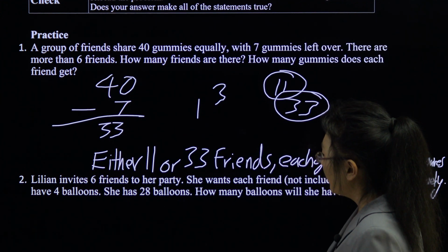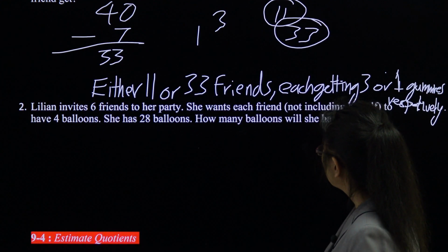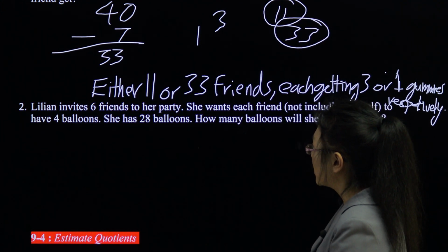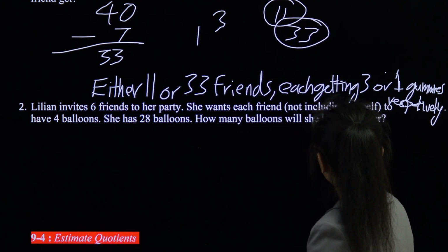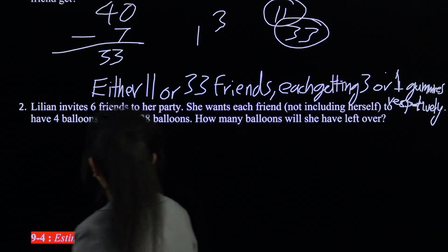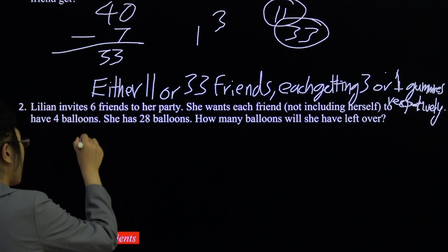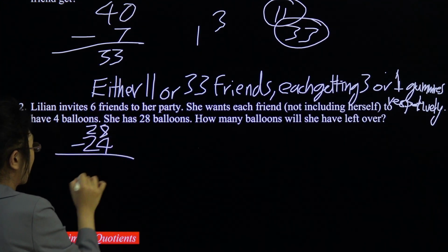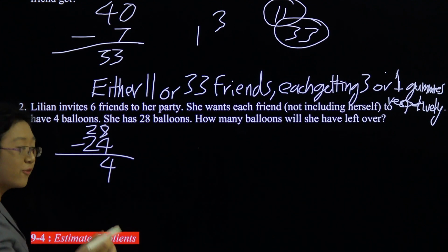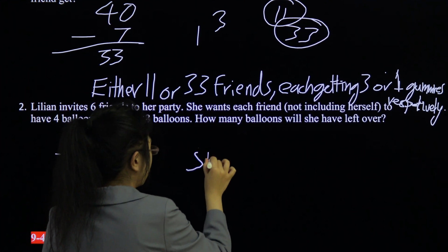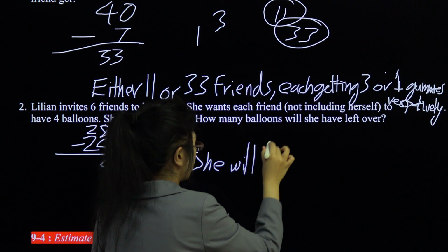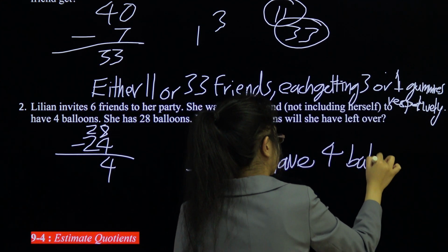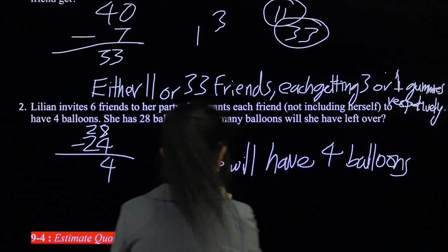Anyhow, Lillian invites 6 friends to her party. She wants each friend, not including herself, to have 4 balloons. She has 28 balloons. How many balloons will she have left over? So not including herself, it would be 6 times 4, which is 24, and 28 minus 24 is equal to 4. So she will have 4 balloons left over.